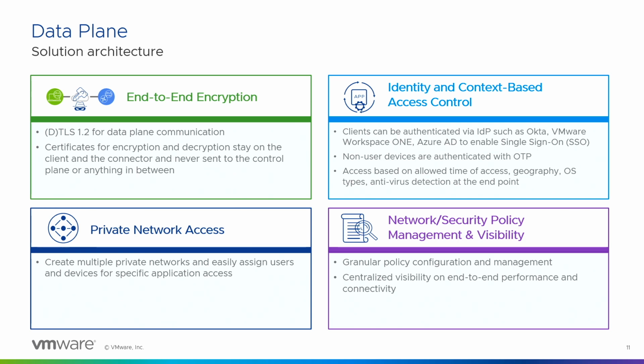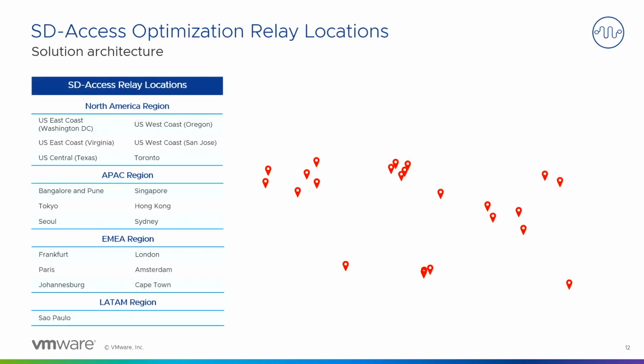Finally, with the UI, you will be able to create all of your different policies and have complete end-to-end visibility for all of the different networks that you have created. This slide shows some of the locations where we have our optimization relays deployed, and we will be adding more optimization relays as we go as well.